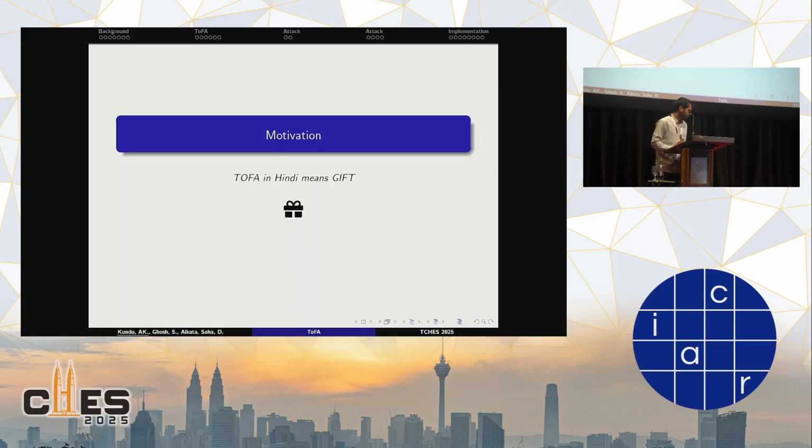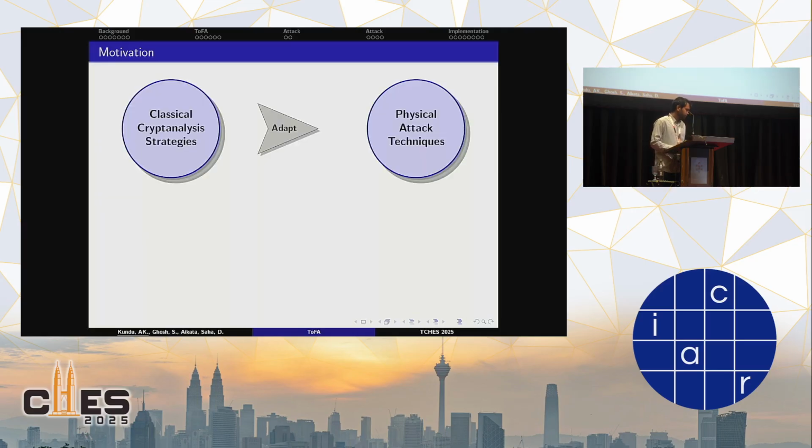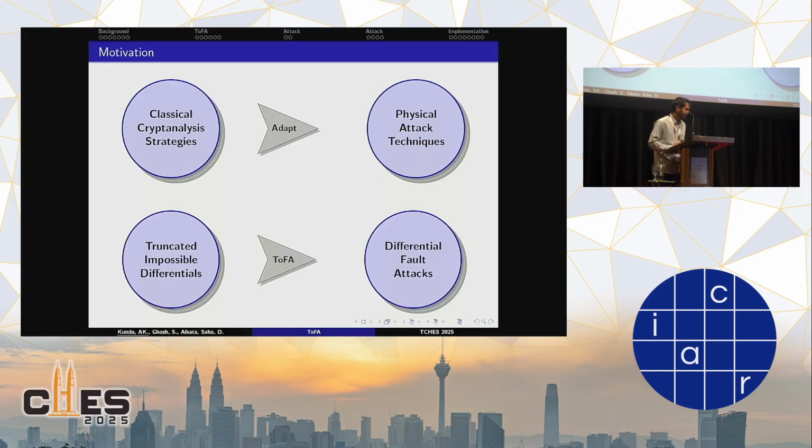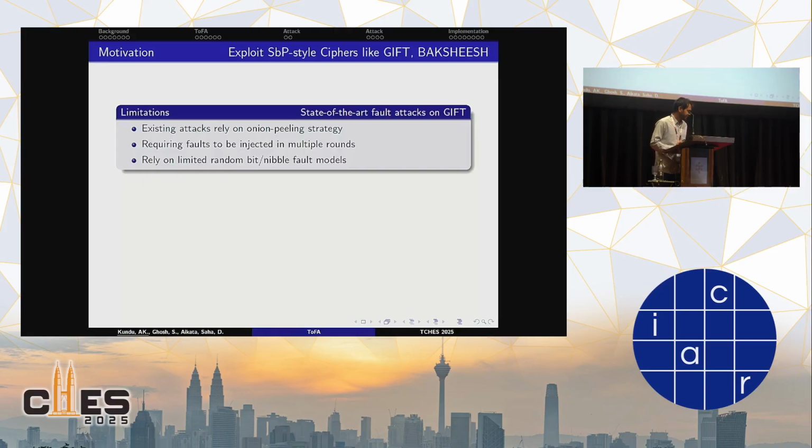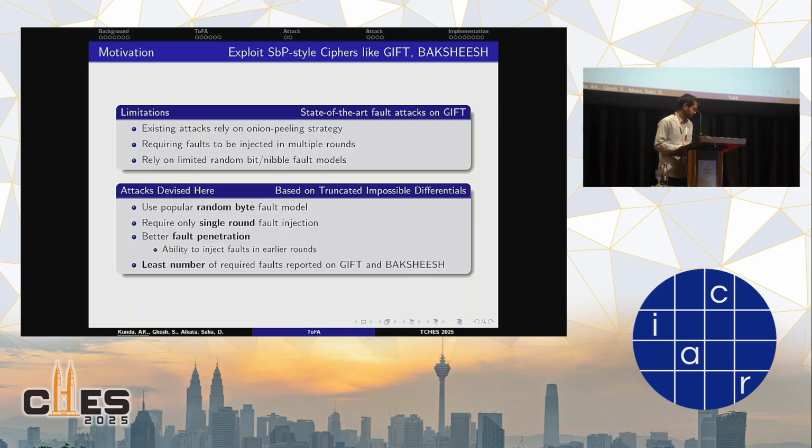Our motivation: classical cryptanalysis strategies can be adapted to physical attack techniques. In our work, we have taken truncated impossible differentials, TOFA, and applied them in differential fault attacks. All the previous attacks basically rely on the onion peeling strategy, so they require faults to be injected in multiple rounds, and they are limited to random bit or nibble fault models. In our attack, we use a random byte fault model.